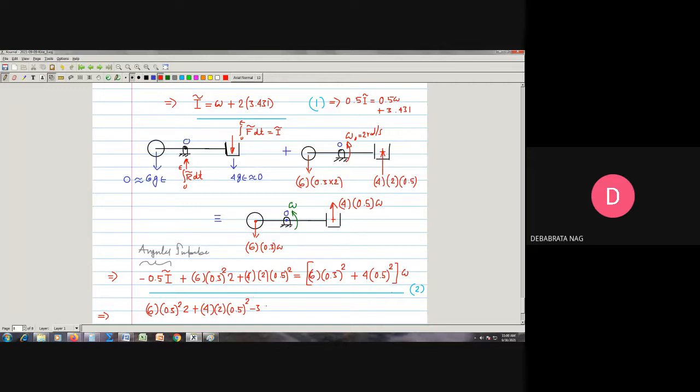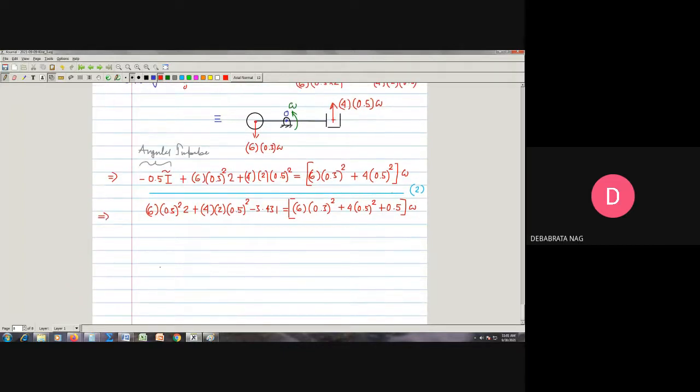So it is minus 0.431, 3.431 should be equal to this 6 into 0.3 square plus 4 into 0.5 square, right? And then to it we need to add 0.5 whole into omega. So ultimately the equation that I get is something like this.